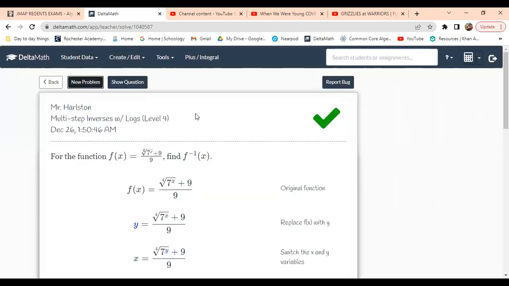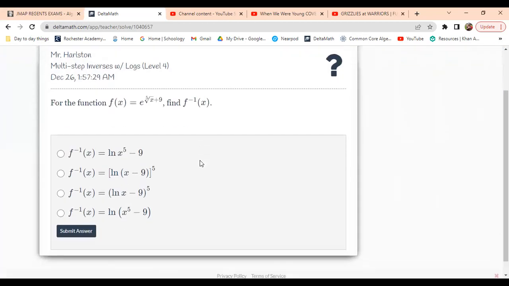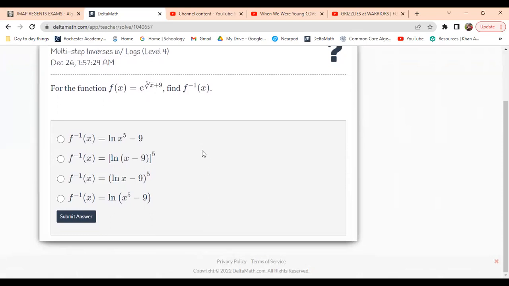Now the graph looked a little weird. I think what you would have to do is you'd have to restrict the domain of the inverse function in order to make that work. And of course, I didn't do that. But I'm going to do one more just to make sure that what we're doing is pretty clear. All right, so I'm going to get a new problem here. And let's see what we got.